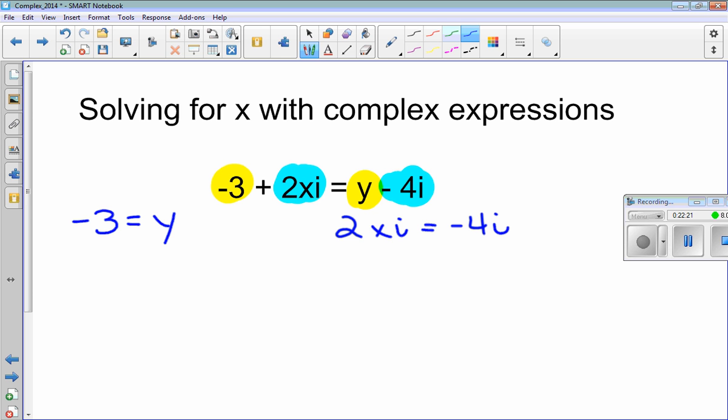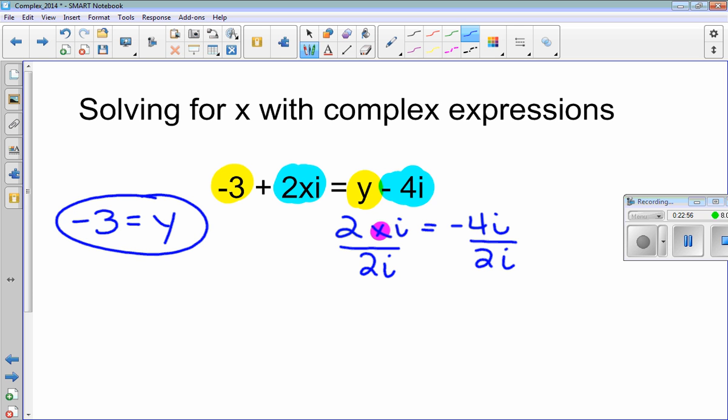What is y? Y is just -3. We've already solved it. There's nothing to do. We have to do a little bit of work to get x by itself, though. How do I solve this for x? What am I going to divide by? Well, I want to get x by itself. So let's be careful. I got to get rid of, not subtract, I'm going to divide by the 2 and divide by the i. So we're going to divide both sides by 2i. i is the square root of -1. Remember that? That's just a definition.